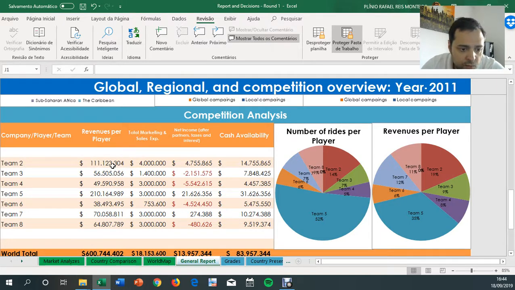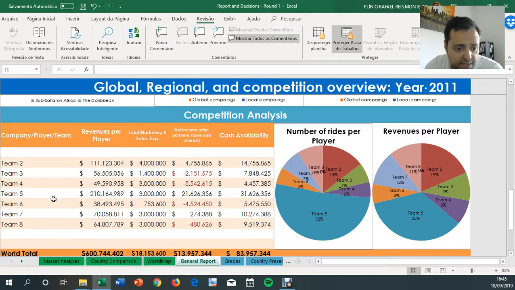So we can see that the team 2, the revenue of the team was about $111 million. And in final, they received $4.7 million of profit, net income. So net income is basically the profit after paying everything, the partners, taxes, and interest.